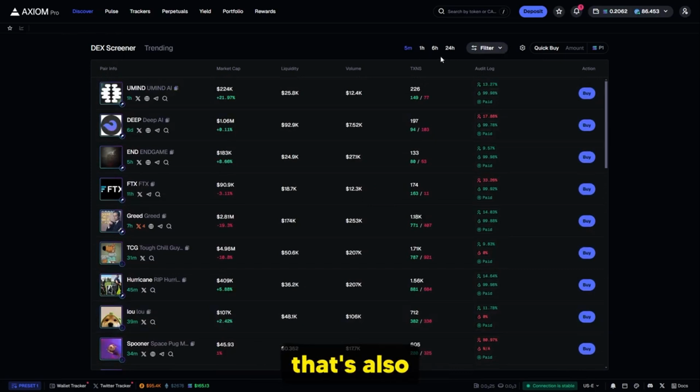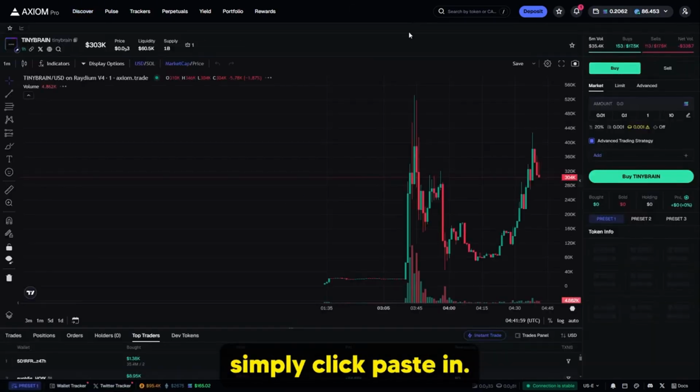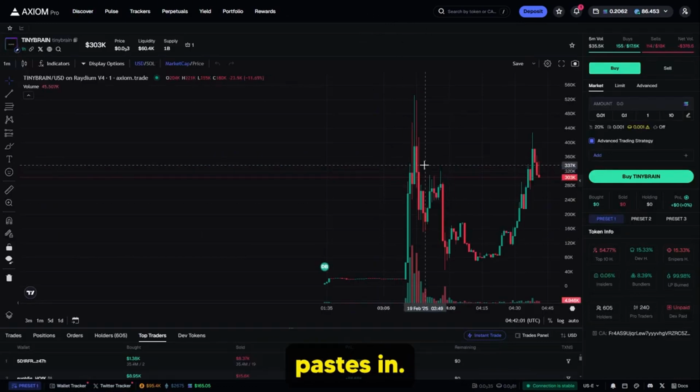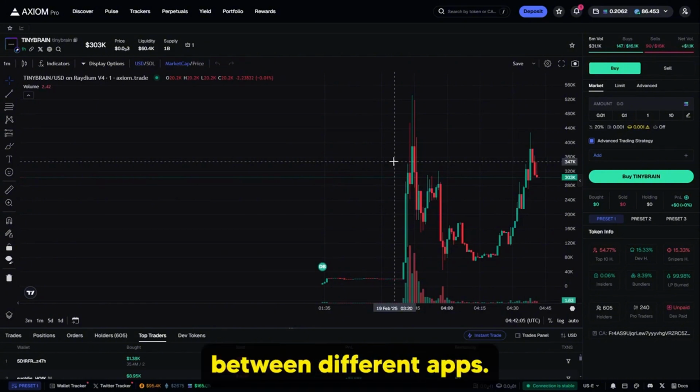Now, of course, something that's also really useful, let's say, for example, you're in a group and you get a contract address. So let's say, for example, I've got a contract address now. I could just simply click paste in. And at the top right there, it just immediately pastes in. This is a useful feature, saving you time when going between different apps.